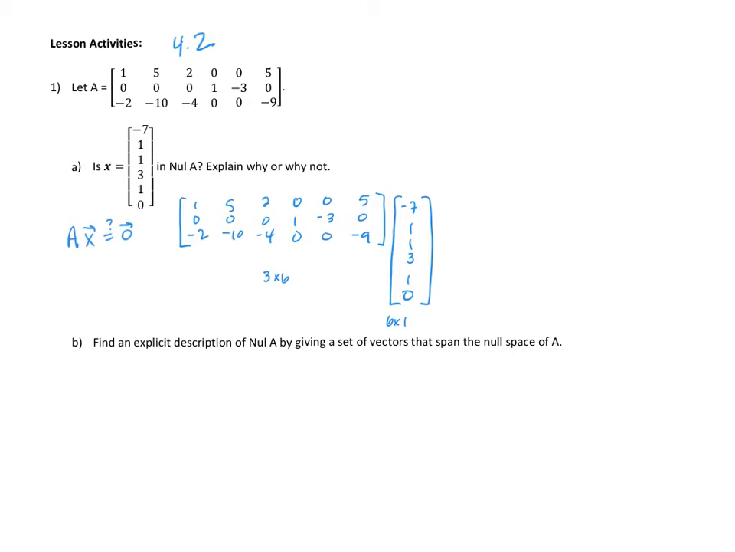I have to continue on and check and see, do I get the 0 vector? My resulting vector will be a 3 by 1, the outer dimensions. So the inner dimensions have to match. The result is the outer dimensions, 3 by 1. Okay, so 3 rows, 1 column.